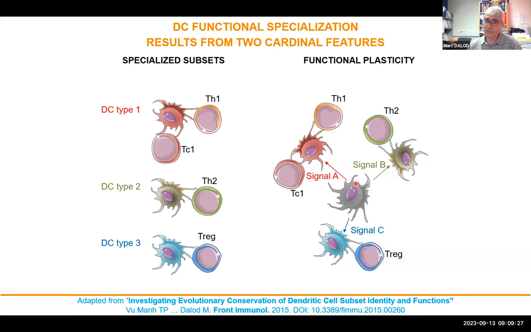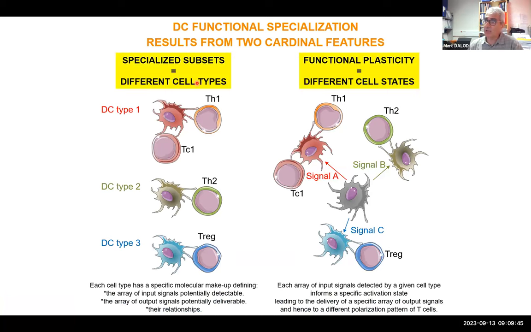But still, each dendritic cell subset has plasticity, because depending on the input signals that it is sensing, it will deliver a different combination of output signals to the T cells, and therefore the same DC subset can polarize T cell responses toward different functions depending on the context. And what people call subsets, in fact, in the first instance, are different cell types. And these different cell types can undergo different activation states, which is what confers them functional plasticity.